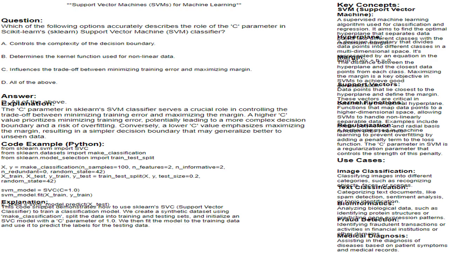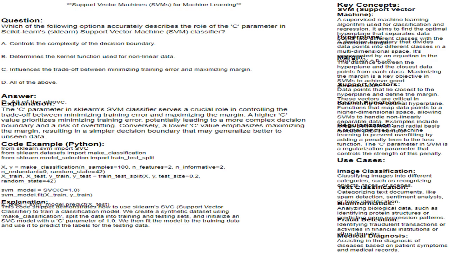A decision boundary that divides data points into different classes in a multidimensional space. It's represented by an equation in the form of w·x + b = 0. Consider a dataset with two features x1, x2. The hyperplane in this case would be a line that separates the data points into different classes. The equation of this line would be w1x1 + w2x2 + b = 0.